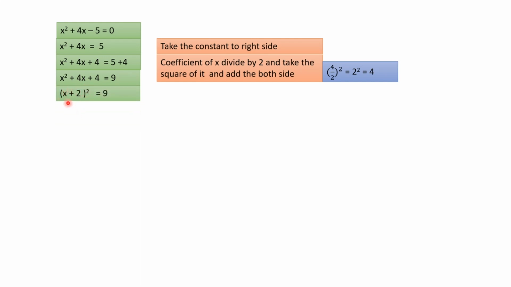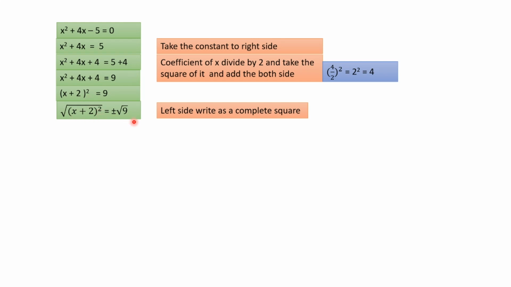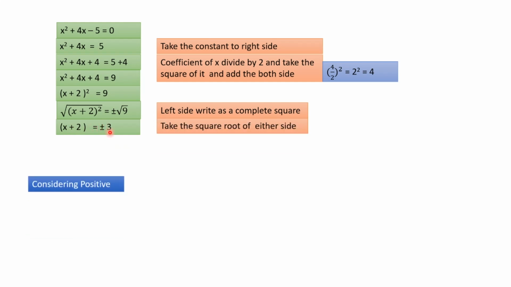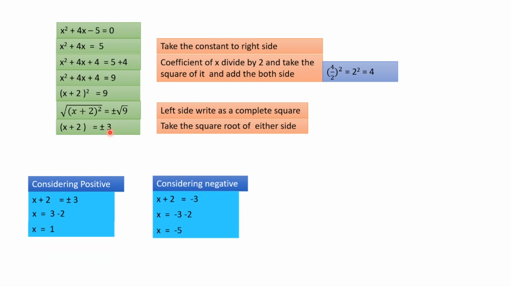Look at the square of the binomial. The square root of this one and the square root of 4. So you take the square root of either side. Left side and right side, you have to take the square root. Next, x plus 2 equals plus or minus 3 in your case. Then considering positive and negative, you can solve this one. Here should be only positive. Then the final values are x equals 1 and x equals minus 5.